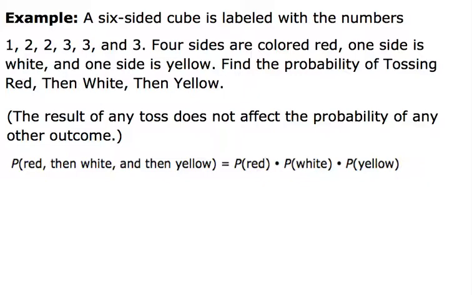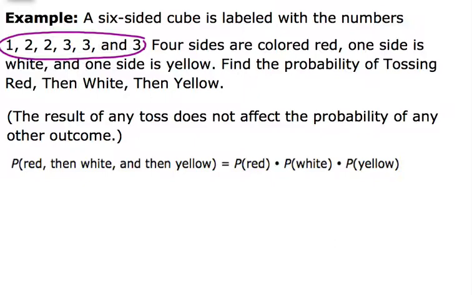All right. Last example of independent events. You have a 6-sided dice, and it's labeled with the numbers 1, 2, 2, 3, 3, and 3. Now, 4 sides are colored red, 1 side is colored white, and 1 side is colored yellow. Find the probability of tossing a red, then a white, then a yellow. Now notice, these numbers, we don't even have to worry about them. We're only worrying about the colors.